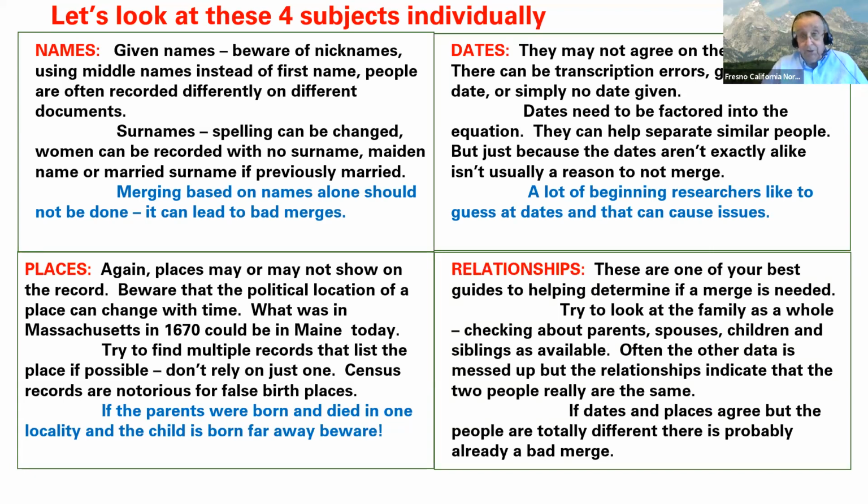That leaves us with relationships, which usually is one of the best guides as long as both of the people that we're trying to merge have family attached to them. A lot of times we don't have family attached, so that causes a problem. But try to look at the family as a whole, checking the parents, the spouses, the children, and the siblings to see if there's some commonality between the two families. And really be careful of those people where they have 30 kids and the kids are born in 6 different states or countries. Well, you know there's a problem already, and those kind of records you don't want to mess with.